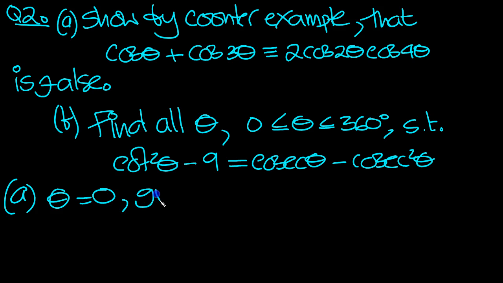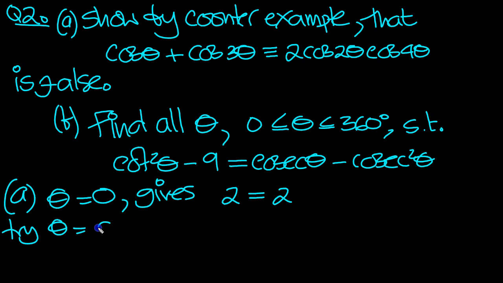Theta equals 0 gives cos 0 and cos 0, which is 1 plus 1, which is 2. And cos 0 and cos 0 again will be 1 times 1 times 2 equals 2. So that's not a suitable value. So let's try another one.